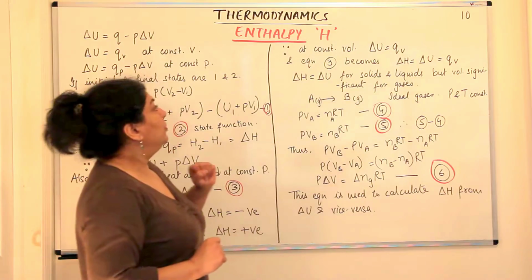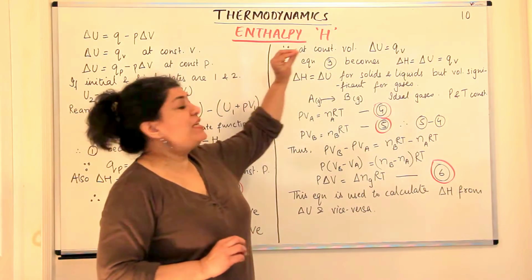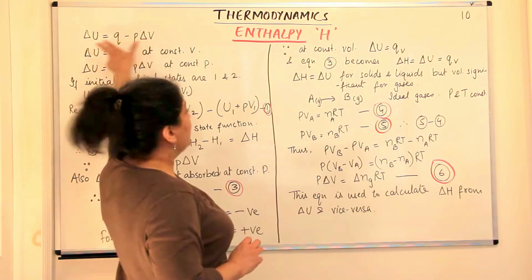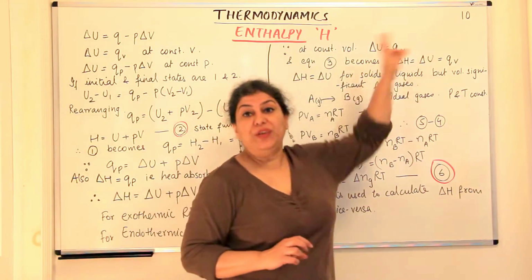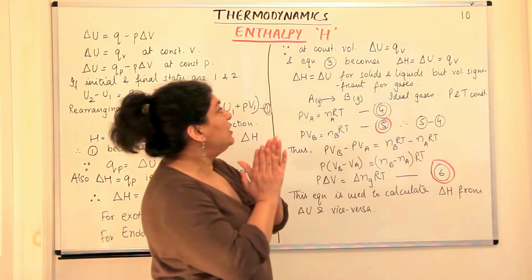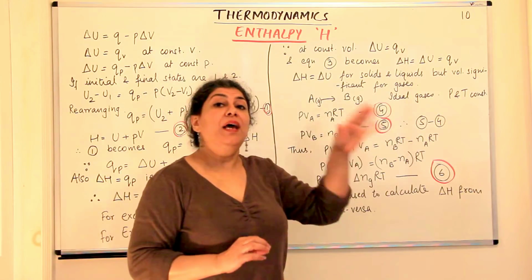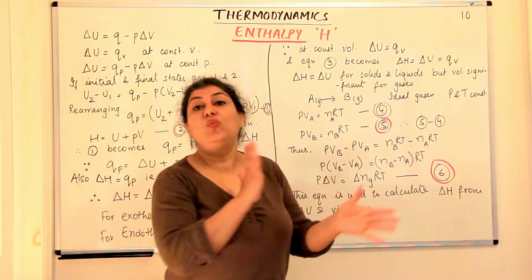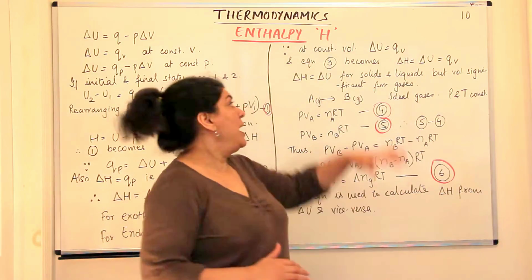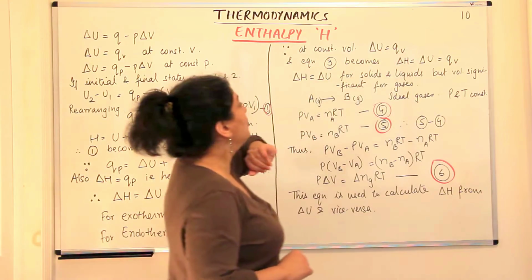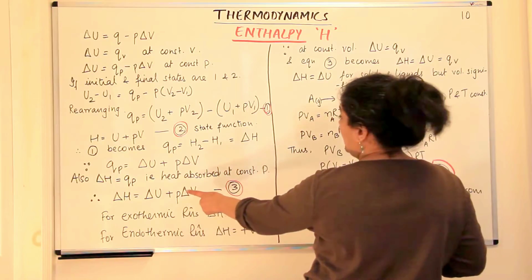So moving ahead now, we had also said that at constant volume, delta U would be equal to QV, right? We said that at constant volume, delta U, that is change in internal energy, is equal to QV. Why? Because at constant volume, there is no work done. Because delta V is 0 and therefore P delta V is 0, and you get delta U is equal to QV. And this equation 3, what does it become?